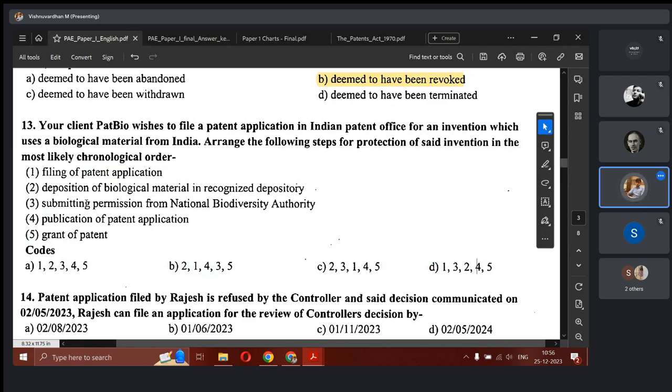So let's try and decide now. Since submitting permission is not the first thing, deposition has to be the first one. So 2 has to be the first option. Followed by submitting the permission, followed by filing, followed by publication, followed by grant. So the answer has to be C.